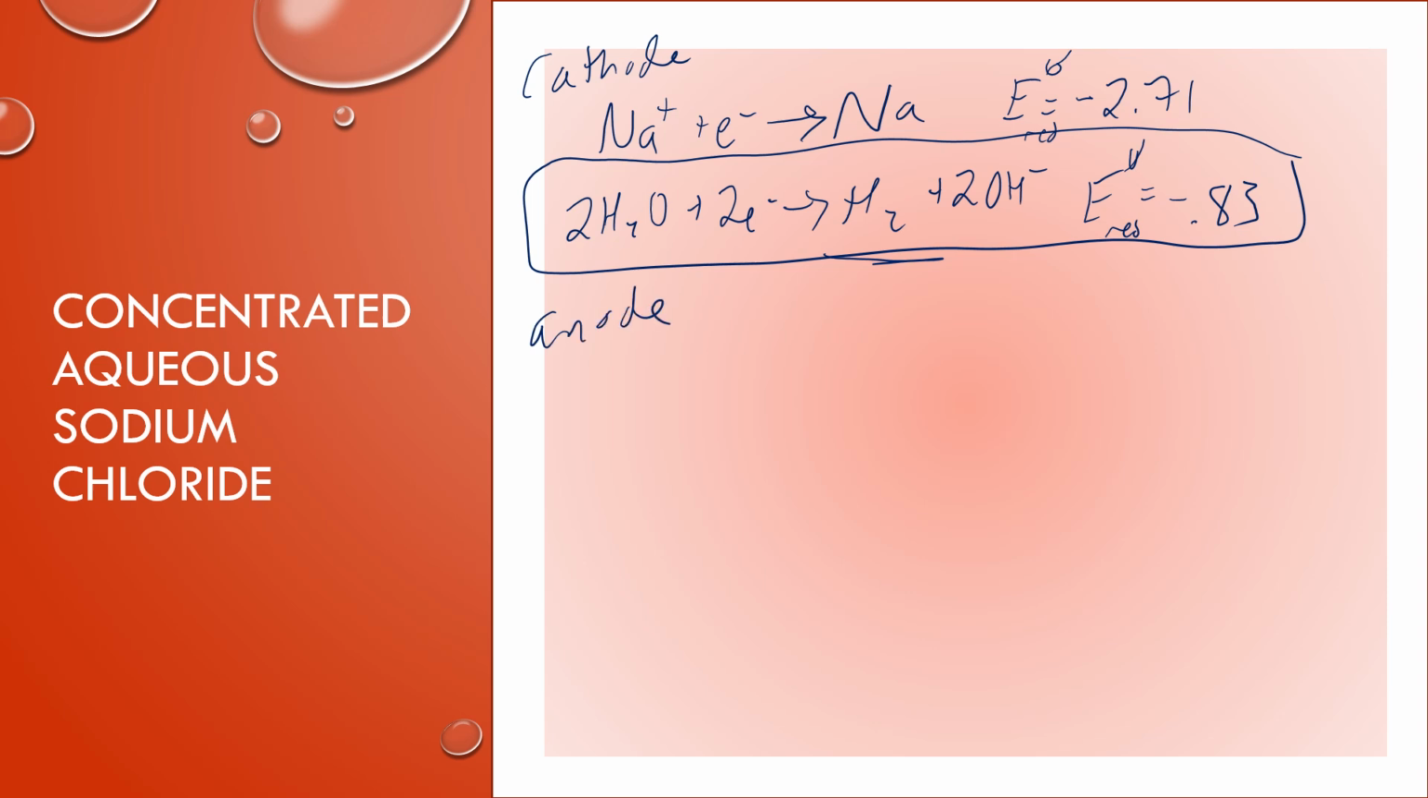At the anode, we have two options, the chlorine, and I'm going to write them here. I'm going to go ahead and write them as reduction reactions because that's how they're given in your data booklet. So that way you have an idea. We have that.